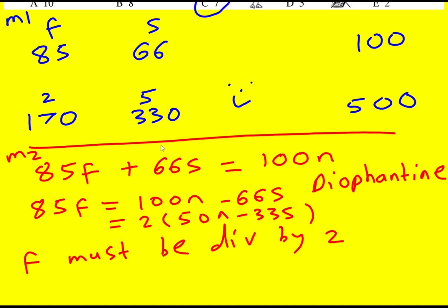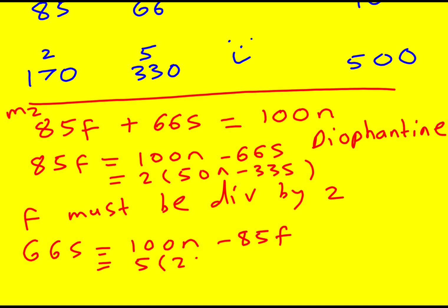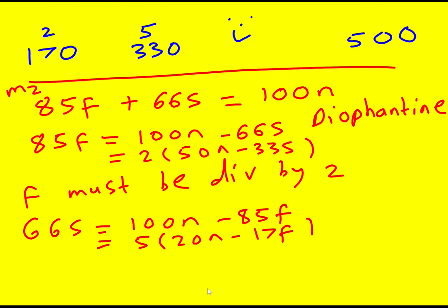It's working out in a similar way to how I justified this above. And then we can do the same with 66s. It's going to be 100n minus 85f. And this now has a common factor of 5. But 66 does not, and therefore s must be divisible by 5.